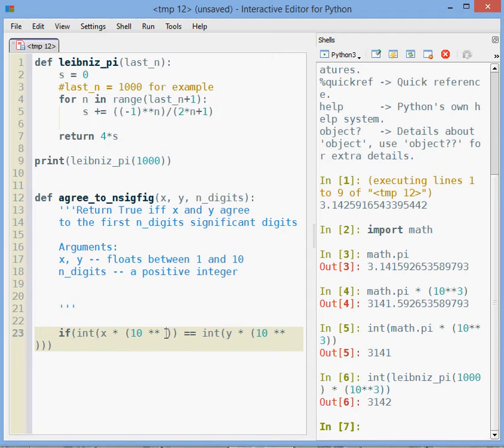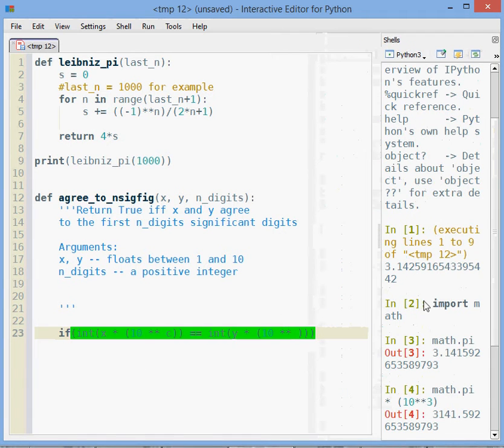So what should this be? So we said if we multiply by 10 to the power of 3, then what we get is the first 4 digits. Okay, we want to get the first n digits, so this should be 10 to the power of n digits minus 1. So for example, if we want 4, then we need to multiply by 10 to the power of 3. And this should be the same. So this should also be 10 to the power of n digits minus 1.